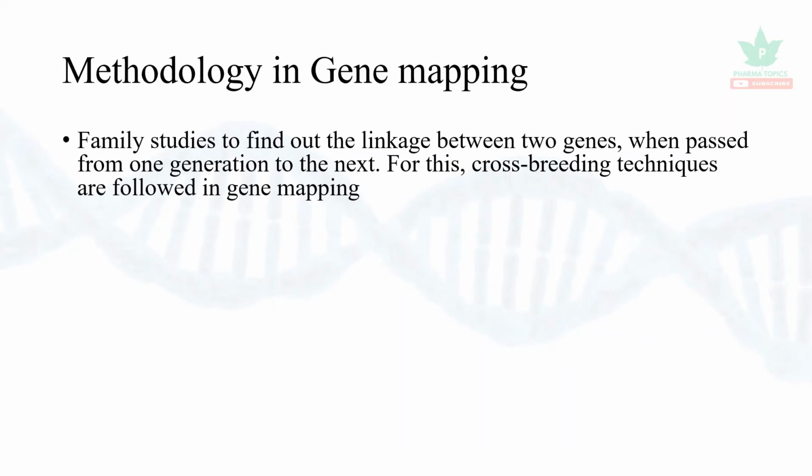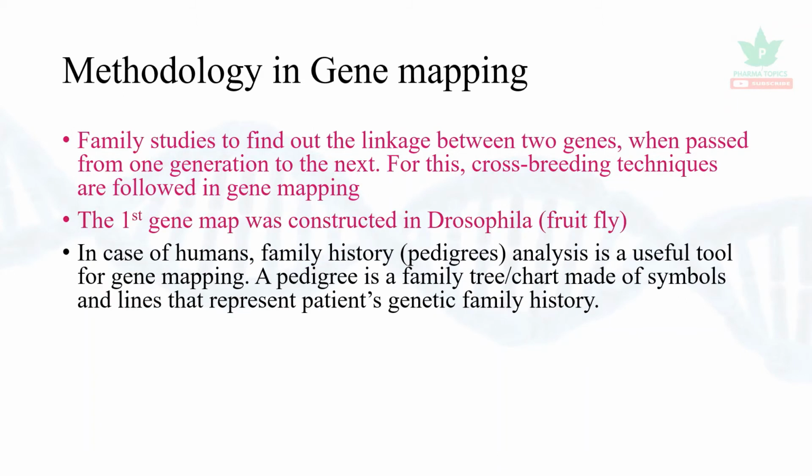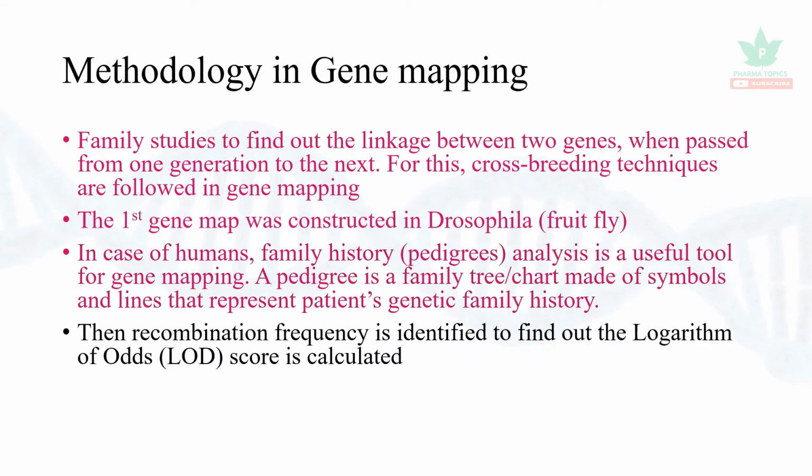So, methodology in genetic mapping: family studies or crossbreeding techniques are followed in gene mapping. The first gene map was constructed in Drosophila, a fruit fly. In case of humans, pedigree technology is used, that is, family history is useful for gene mapping. They use a tree or chart of symbols and lines to represent the patient's genetic family history.